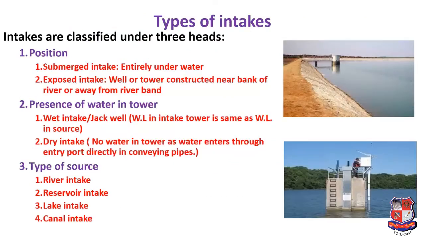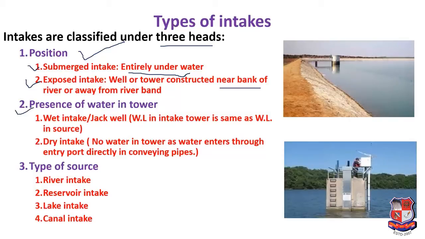There are three types of intake which are classified under three heads. First is depending upon the position. So depending upon the position, there are two types: submerged intake, which is entirely underwater, you cannot see it from the particular source of water. Second is exposed intake. Now you can see it in any source of water, so that is visible, and this well or tower is generally constructed near the bank of river.